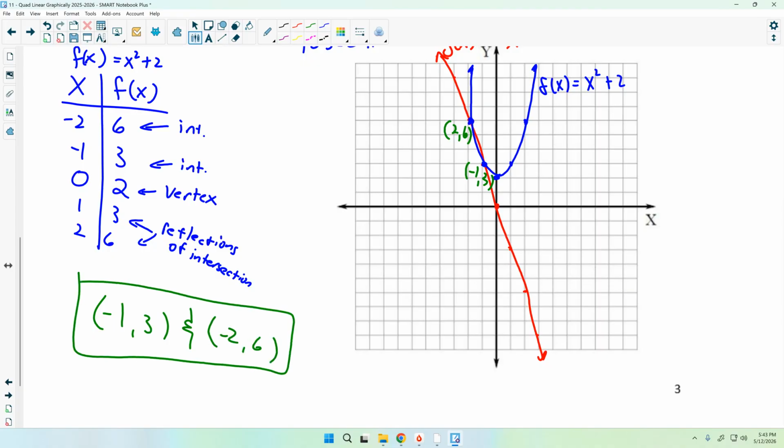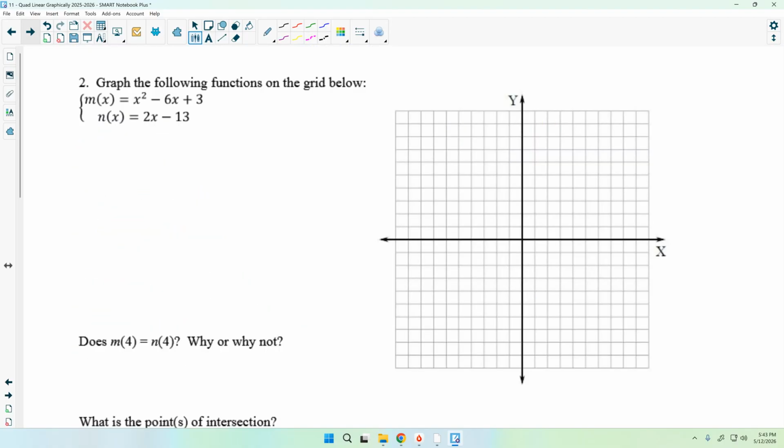The 2 points on the coordinate plane for which both functions have the same value, for which you input an x, you get the same y value, or the same f of x, g of x. Okay. So on our next system, right, slightly different. We've got m of x equals x squared minus 6x plus 3, and n of x equals 2x minus 3.